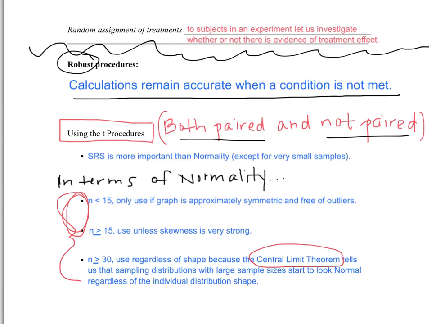So if n is less than 15, if we have a small sample, we really want to make sure that our graph is close to symmetric and free of outliers. If we're between 15 and 30, even if you see some skewness, we're going to go ahead and use the procedures and feel comfortable with the results. Only if the skewness is very strong or we see some outliers would we maybe not want to use the T procedures if our n value is between 15 and 30.